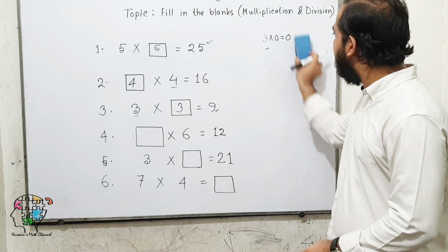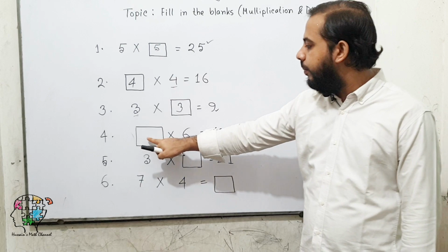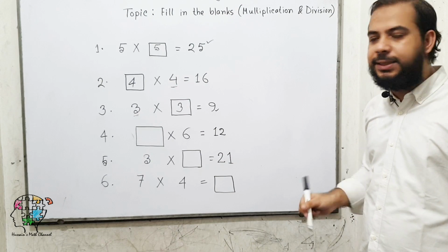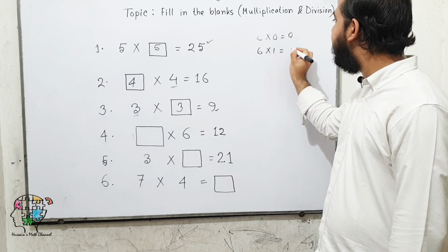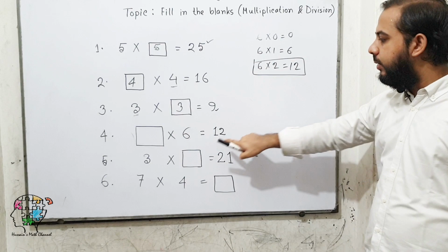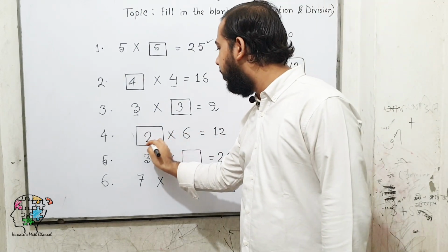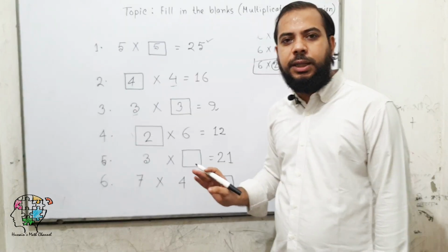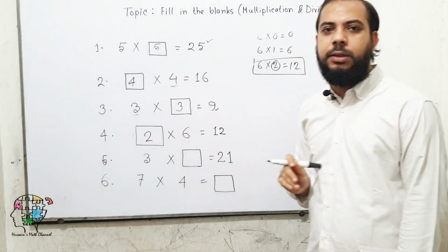Here you can see blank times 6 equal to 12. So we need to recite the multiplication table of 6. So 6 zeros are 0, 6 ones are 6, 6 twos are 12. So we got our answer, 6 twos are 12. So our answer will be 2 here. 2 times 6 is equal to 12. All you have to do is use the multiplication table to find out the blank of multiplications.